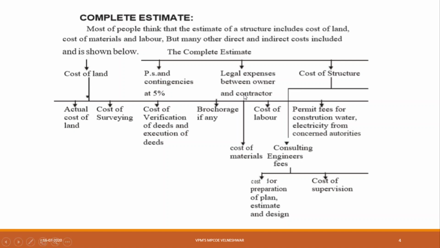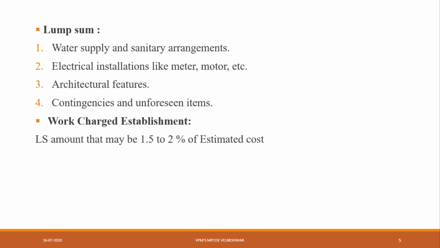Then legal expenses between owner and contractor, the contract between the owner and the contractor, you have to pay for that. Then cost of structure. In cost of structure you will get the consulting engineering fees. In consulting engineering fee there is the cost for preparation of plan, estimate and designs. And the second cost is your cost of supervision. For execution of the total project you have to keep some supervision and you have to pay for that. This is all about the complete estimation, right?